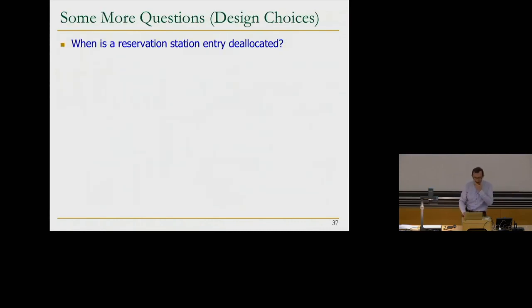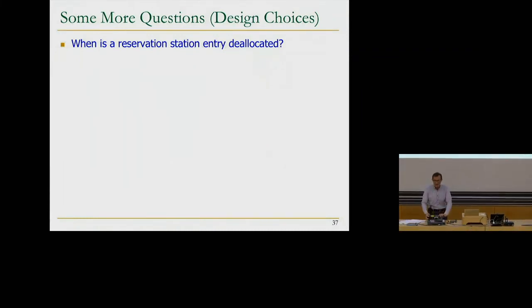There are a bunch of other questions over here, which I'm not going to fully answer, because there are a lot of design choices that you make in an out-of-order machine. And that's actually what makes this design extremely exciting. When do you deallocate a reservation station, for example? Do you deallocate it right after execution? That's probably a good idea, because you don't really need to hold on to reservation stations after you're done with them. But different machines make different choices, actually.